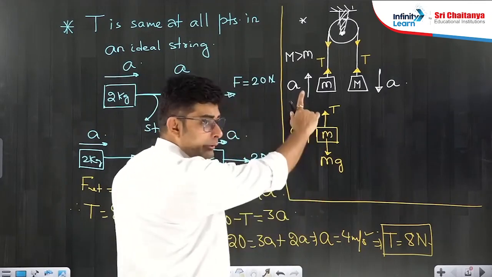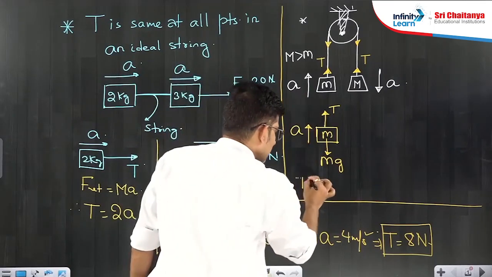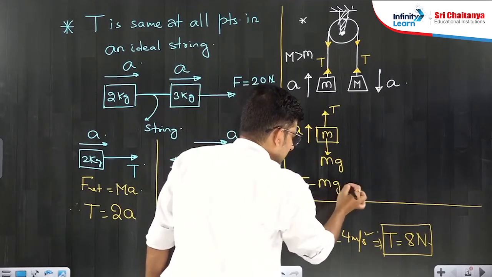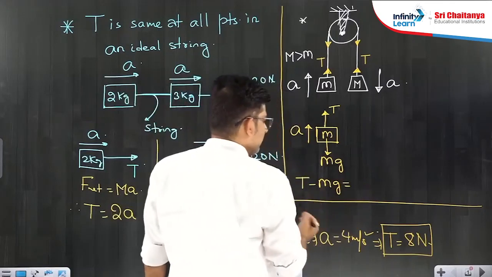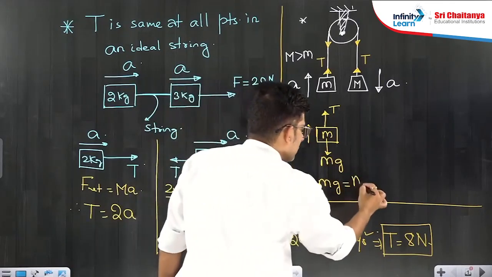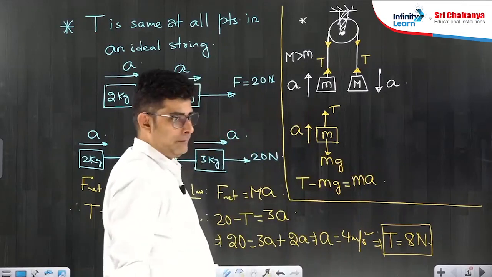So what equation will I write, just by the second law, as I told: T minus mg is the net force which is pulling it up. T minus mg is the net force which is pulling it up. This will be equal to mass into acceleration by the second law.